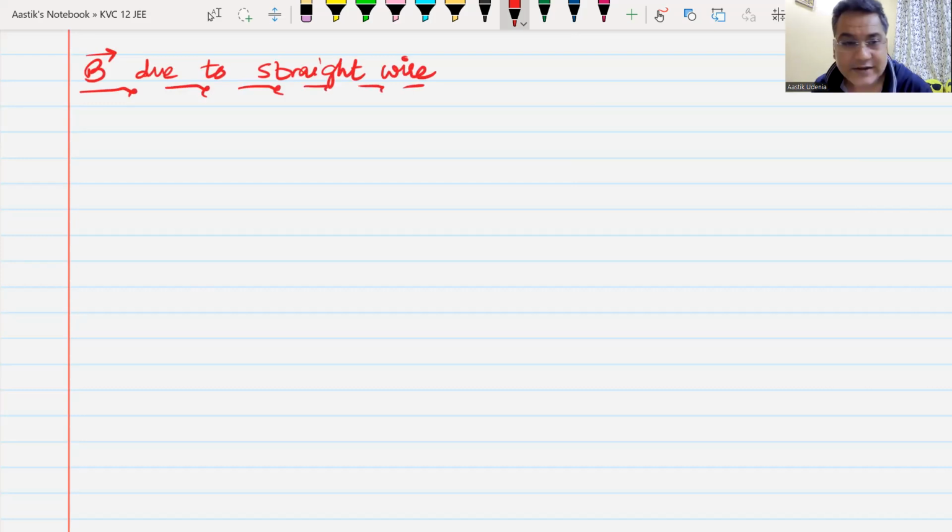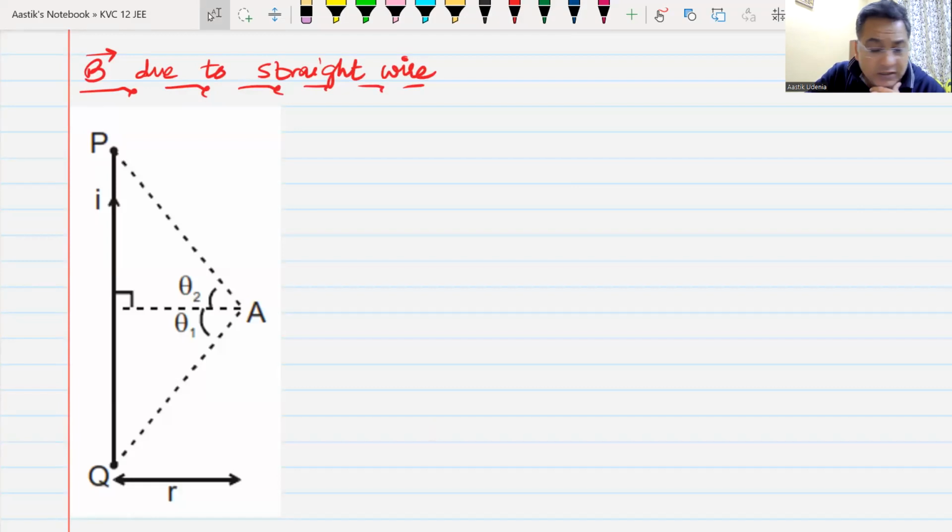And how do you find the magnetic field due to a straight wire? Well, we are not going to derive it because it is of no use. What we are going to do is try to understand the formula once we get it, and try to use and utilize this formula in whatever ways that we can.